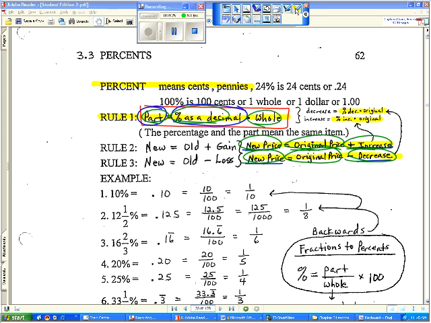Now, this is one thing that's going to help you. What if we're looking for the percent? We're going to use rule 1 every time. What if we're looking for a part? We're going to use rule 1 every time. What are we going to use rule 2 and 3 for? New price or original? That makes sense? Okay? All right, so let's go back to where we are then on the review.